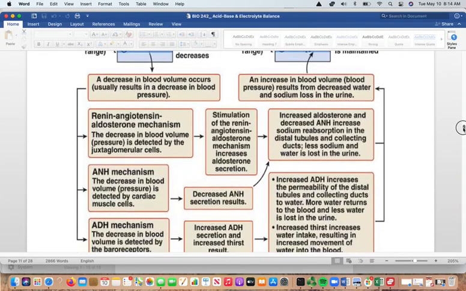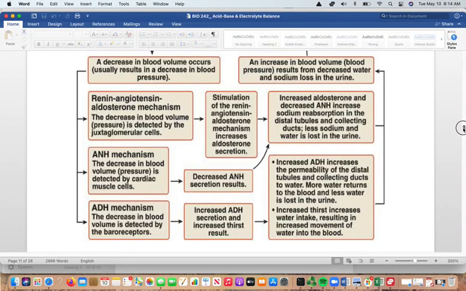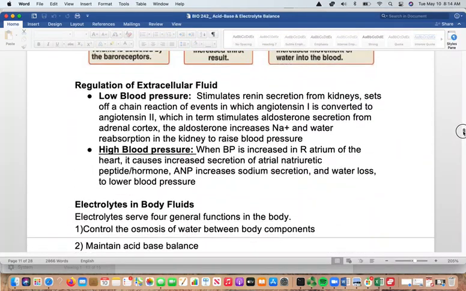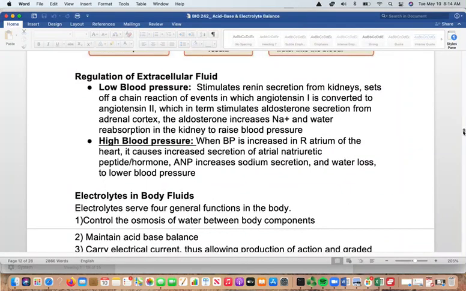So if you find these tables helpful, they're a good way of studying and walking through what the process is. So when we regulate the extracellular fluid, with low blood pressure, it stimulates the renin secretion from the kidneys. It's going to lead to angiotensin 1, then angiotensin 2, and aldosterone. It's going to increase sodium and water reabsorption, which raises the blood pressure. When the blood pressure is high in the right atrium of the heart, it can increase the secretion of atrial natriuretic peptide, which increases sodium secretion and water loss to lower the blood pressure.